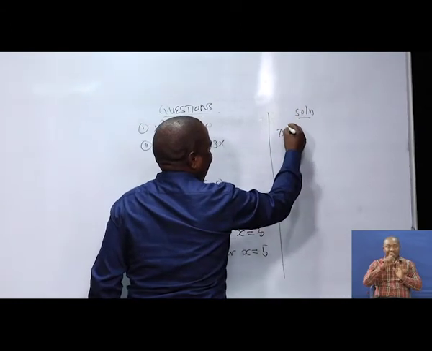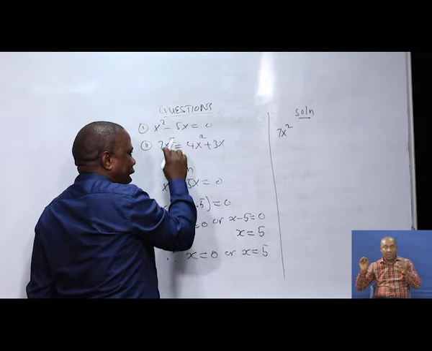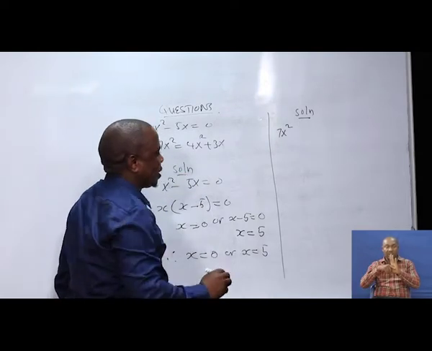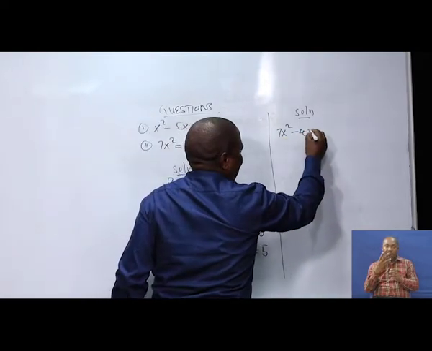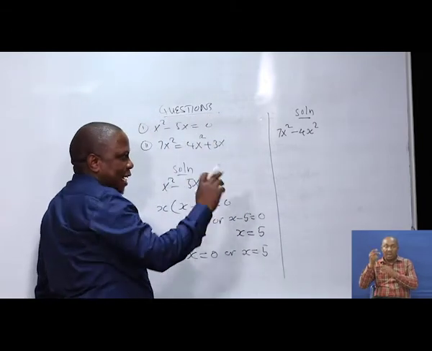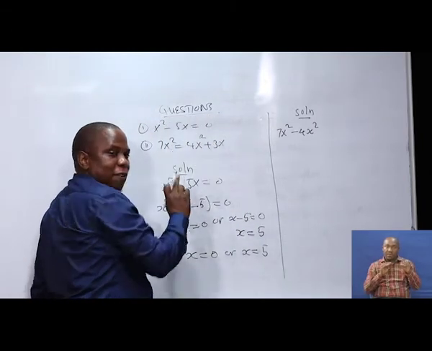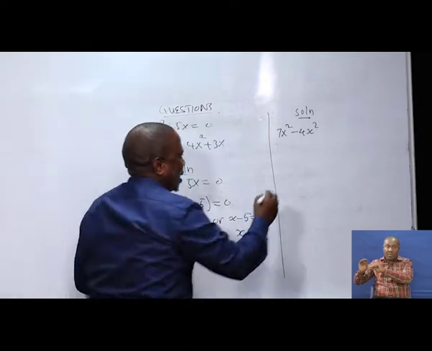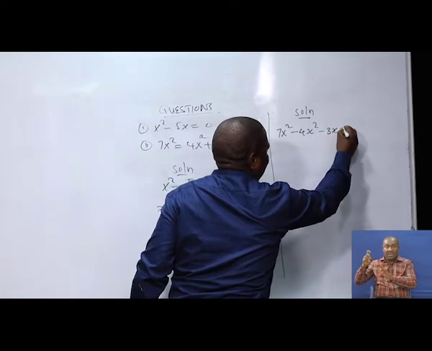You will have 7x squared. This here, when it goes on the other side, becomes minus. That is minus 4x squared. And this 3x here, when it moves on this side of the equation, becomes also minus. Minus 3x. This is equal to 0.